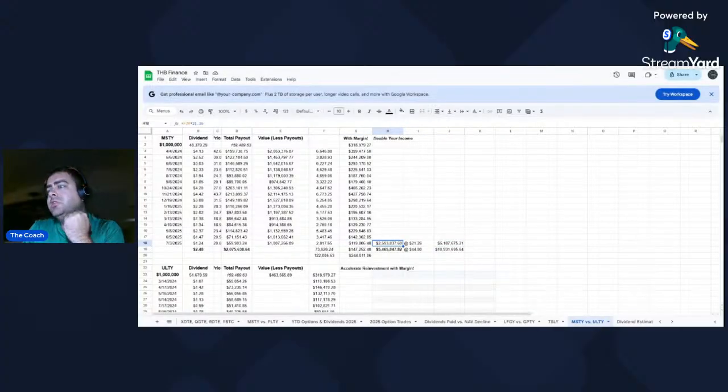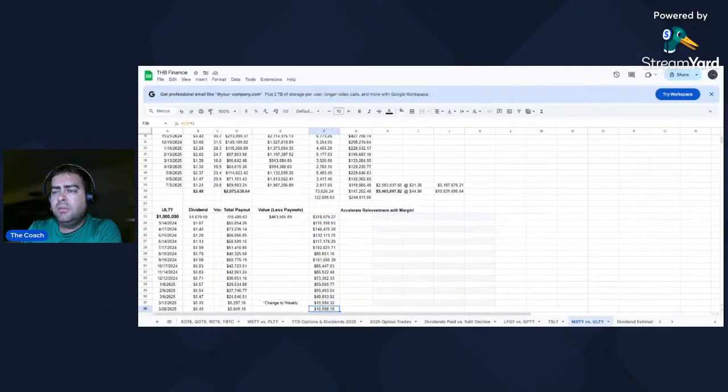So what I did, I took this rate here. These were two scenarios with MSTY. If the price stayed about where it is, 2.6 million, and then if it got back to where its high point, 44.80, 5.5 million. But with margin, you're talking between 5 million and 11 million. You're talking about doubling what you had in dividends.